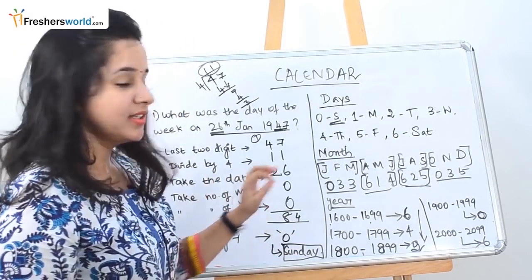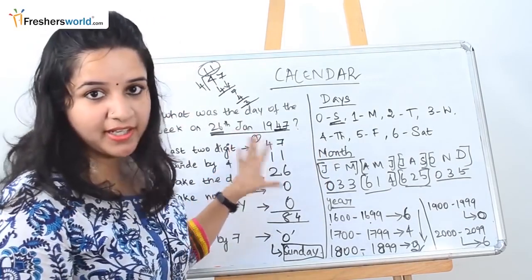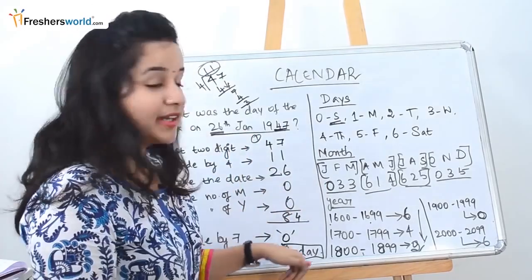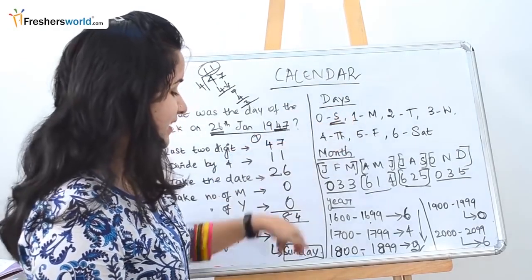Next, you have to take the number corresponding to the month and the number corresponding to the year. Once you get the first 5, add them. Then they are asking for the day, so you will divide it by 7. The remainder is nothing but the number code of the days, so you can directly write it.